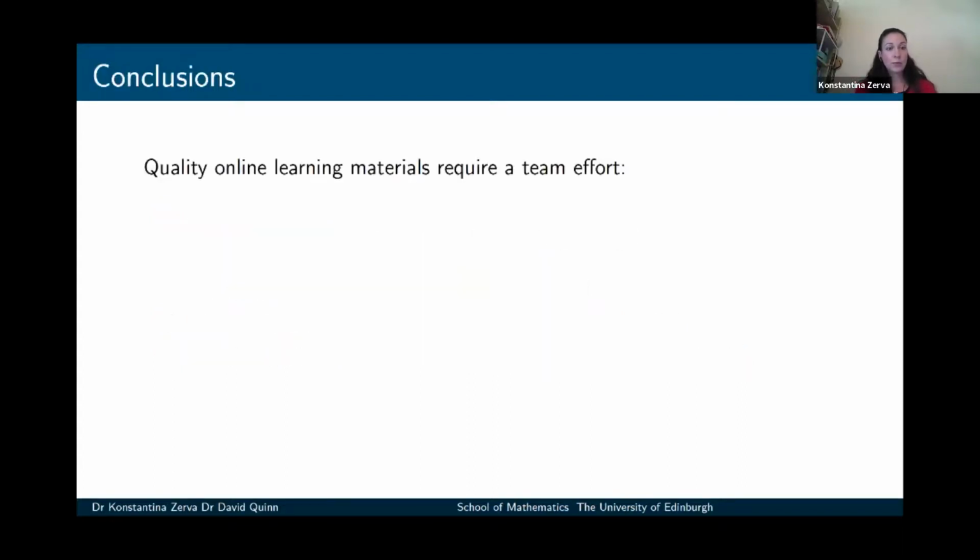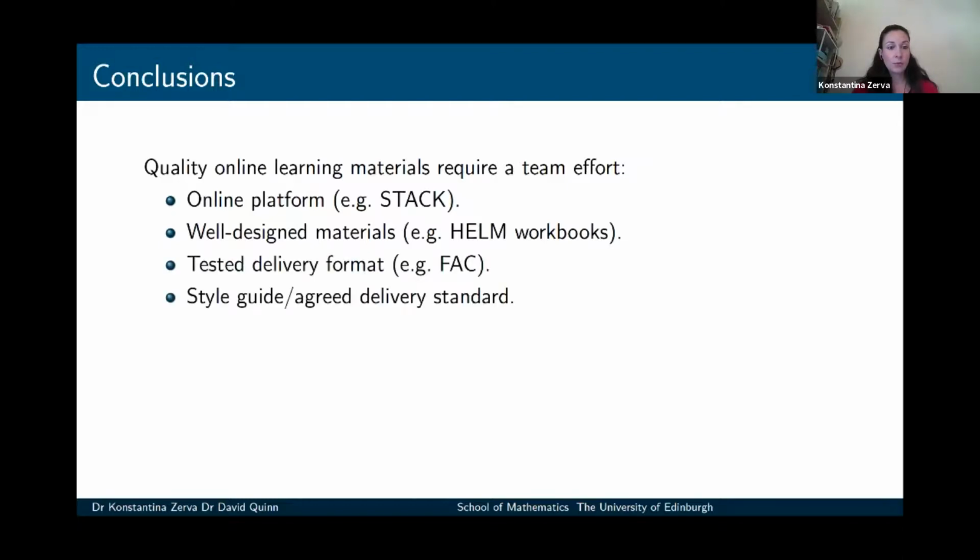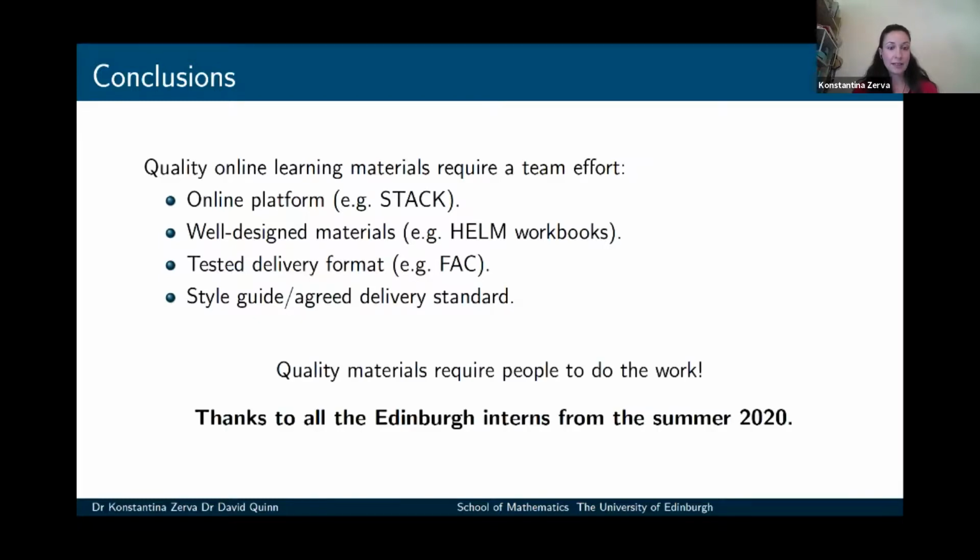So to wrap up, quality online learning materials require a team effort. We need to have a robust online platform such as Stack, well-designed materials, such as these Helm workbooks, a tested delivery format, and we need to have a style guide and some agreed delivery standard. So quality materials require people to do the work, and I would like to thank all the Endeavour interns for their hard work last summer.